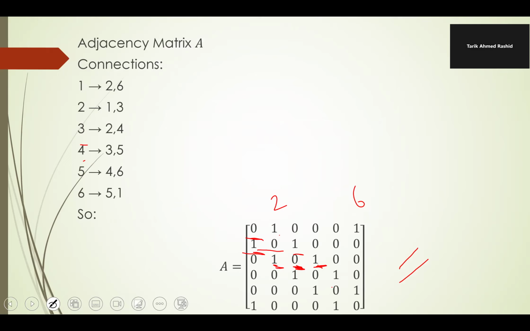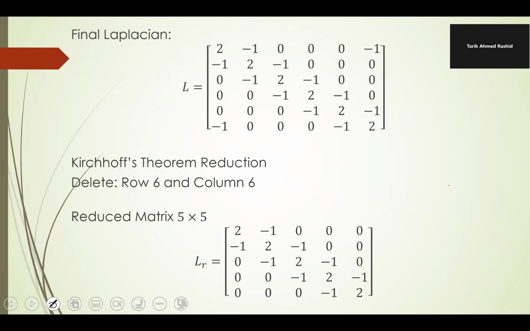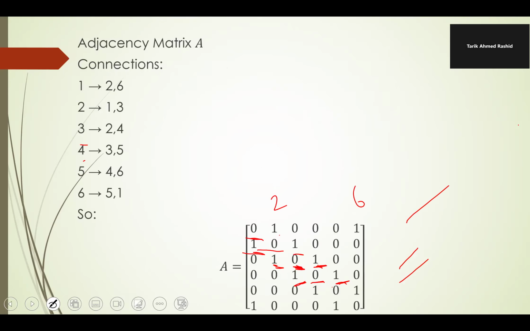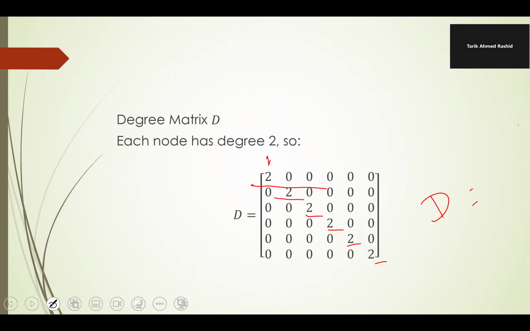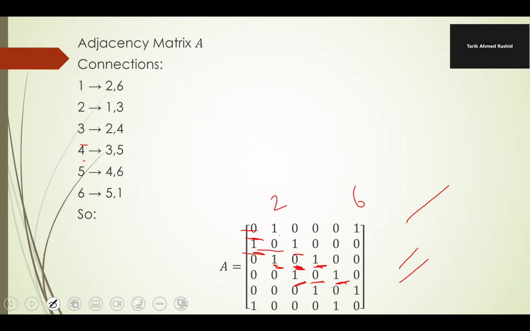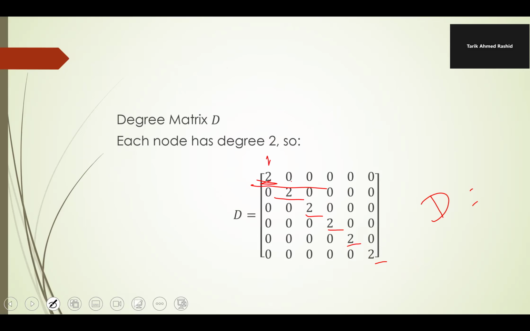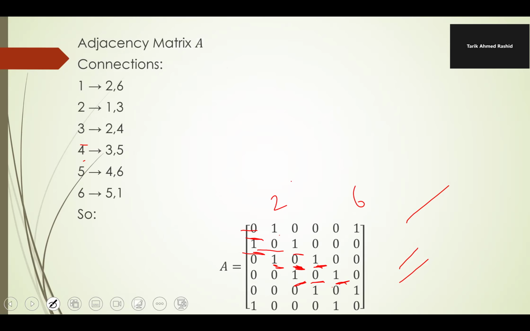Let's see, 4. That is 4 connected to 5 and connected to 3. So forth. We did it. Now, the Laplacian: L equals D minus A. D is the degree matrix minus A, the adjacency matrix. So here, element-wise, 2 minus 0 is 2, and 0 minus 1 is minus 1.